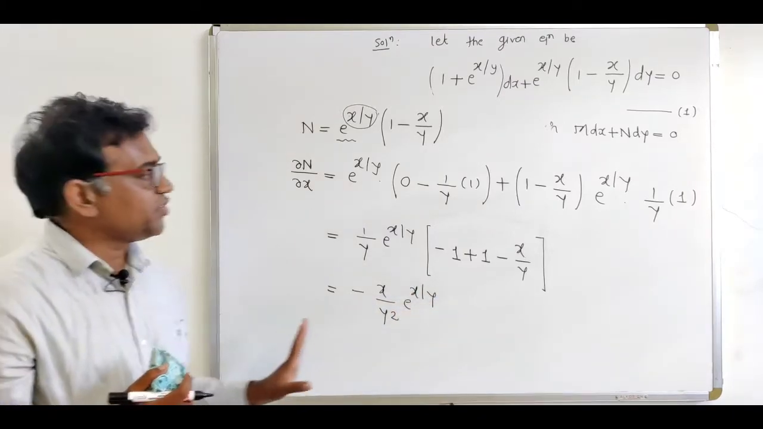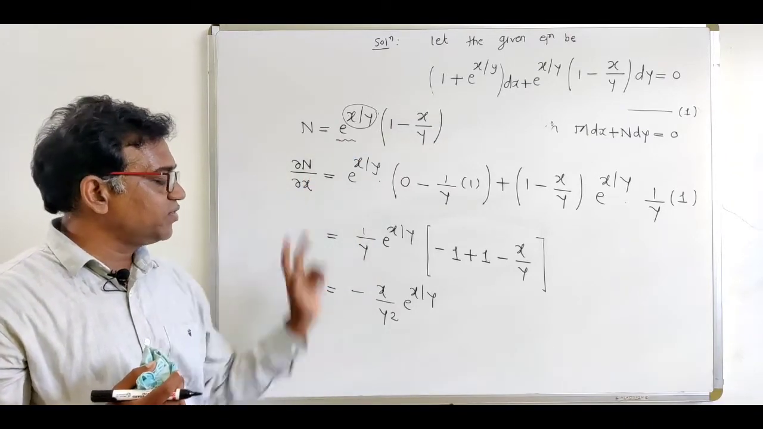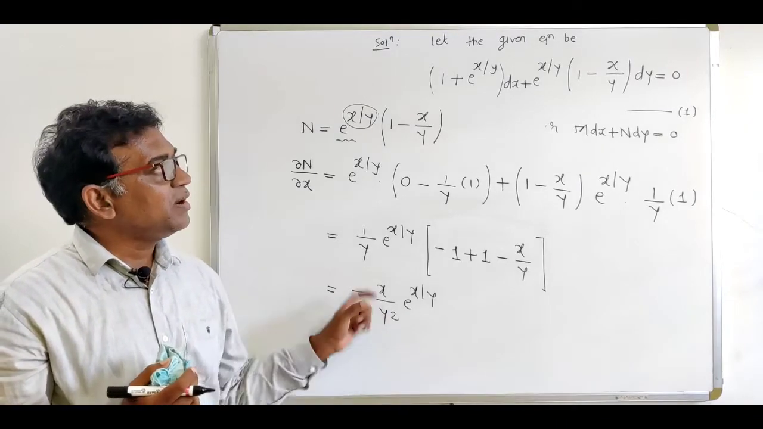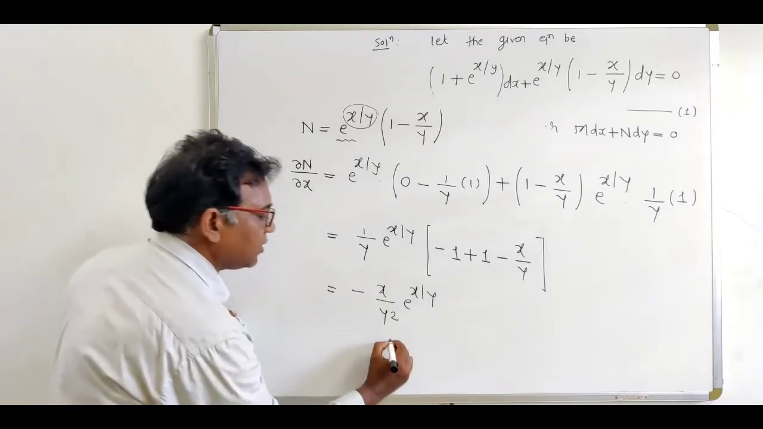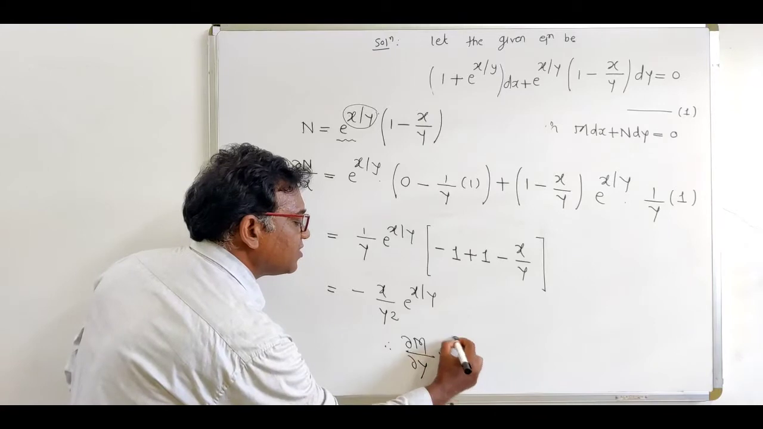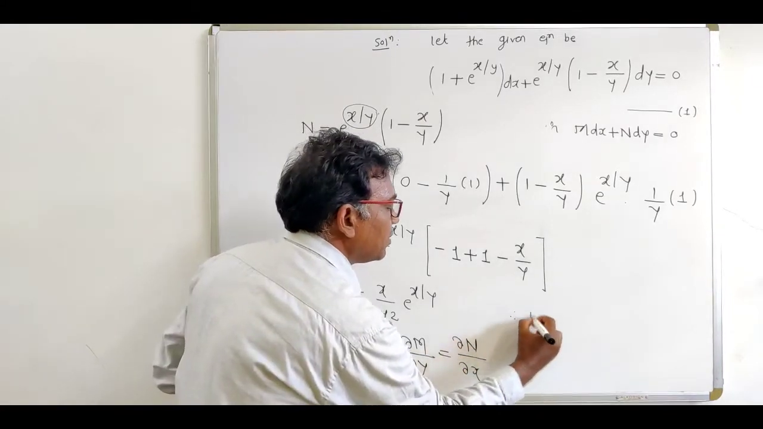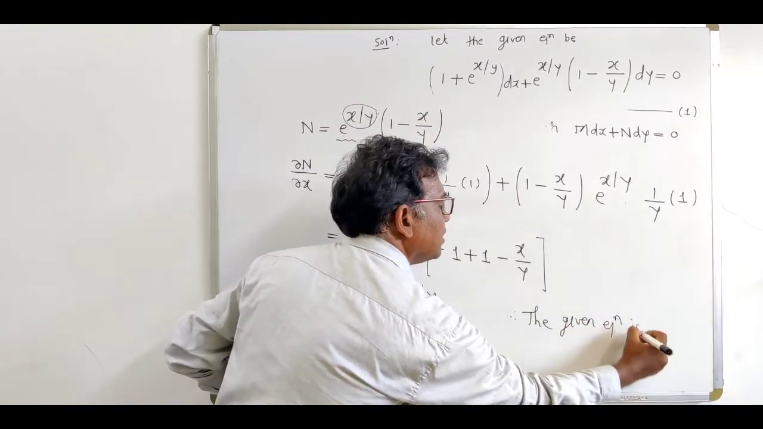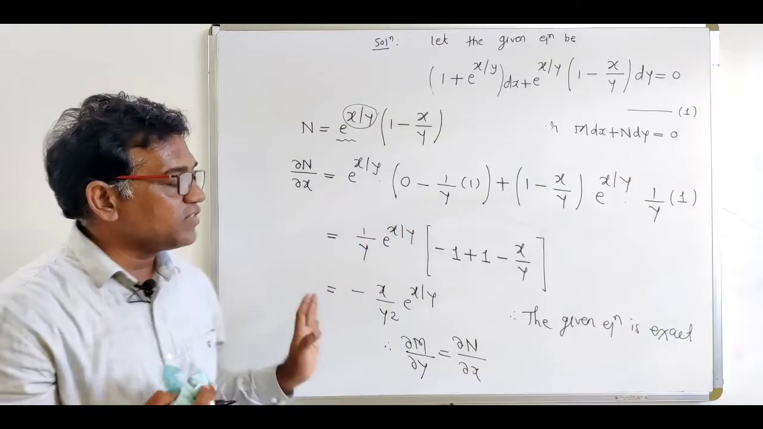So what is our observation? The value of del M by del y and the value of this partial derivative del N by del x are equal. So this equation is said to be an exact differential equation. Therefore, del M by del y is equal to del N by del x. So write down, therefore, the given equation is an exact differential equation. So this is the first step.